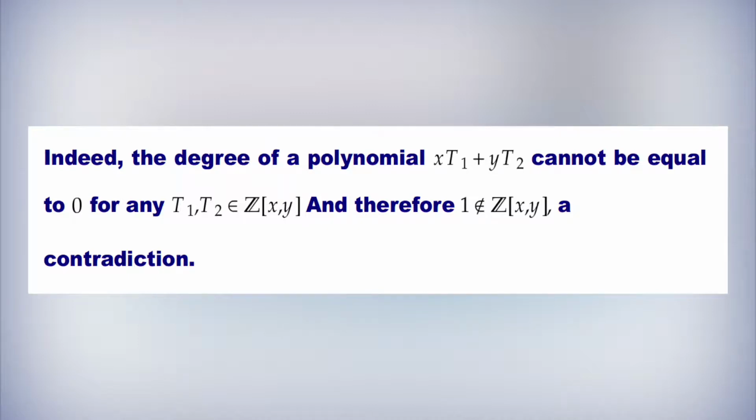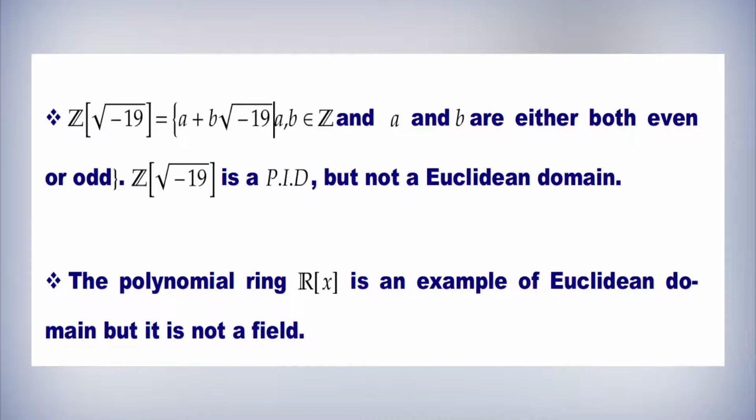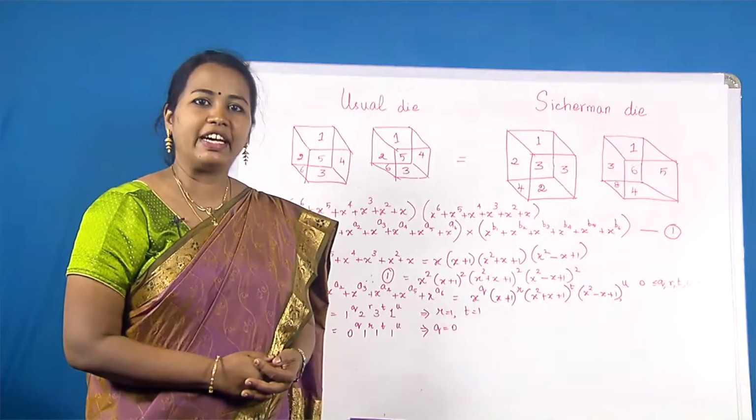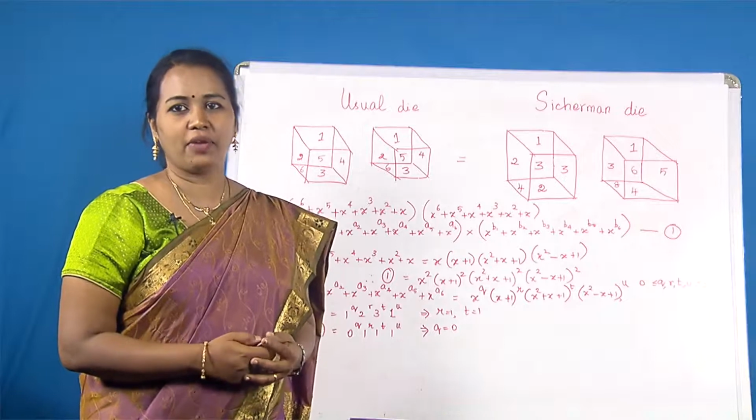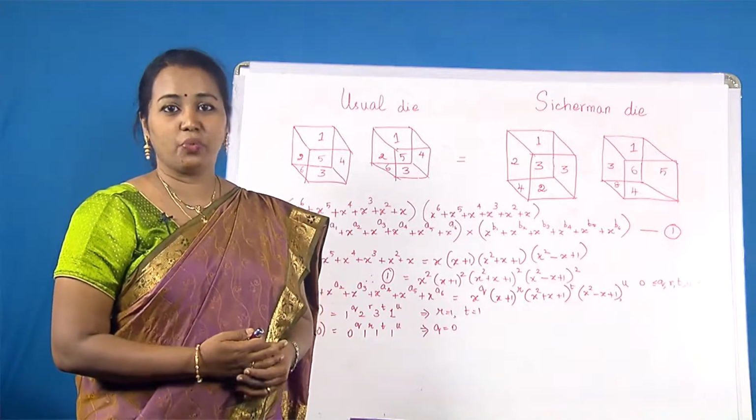This is a contradiction. Third, Z[(1+√-19)/2] consists of the elements a plus b√-19, where a, b belong to Z and a and b are either both even or both odd. Then this ring is a principal ideal domain, but it is not a Euclidean domain. The last example, the polynomial ring R[x] is an example of a Euclidean domain, but it is not a field. Finally, let us see an application of unique factorization domain, which is the weird dice.